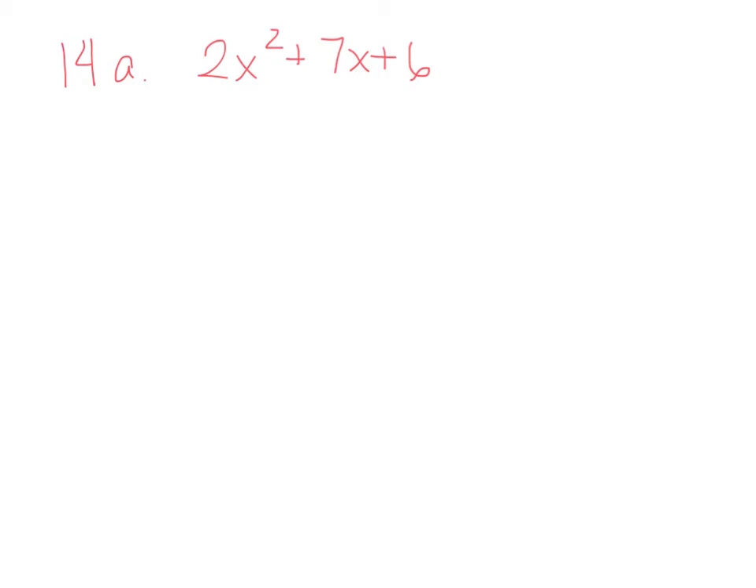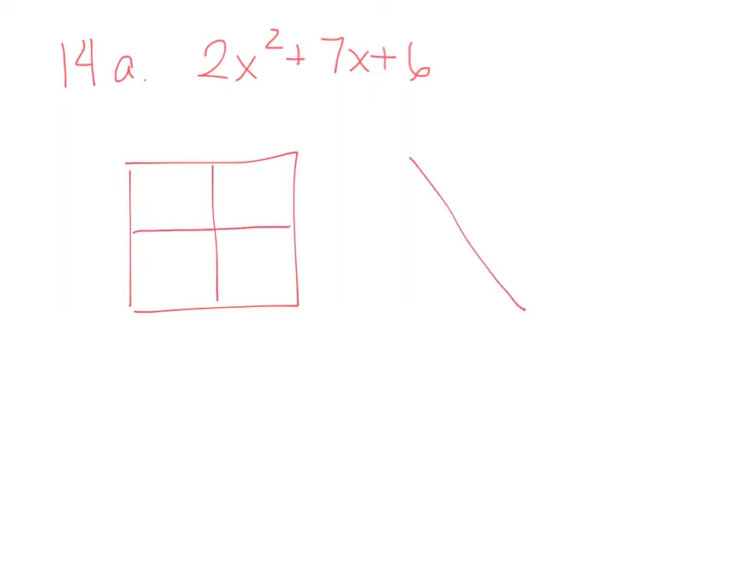Okay, so now we're going to be given the expression, and we're going to factor it out ourselves. So we have 2x squared plus 7x plus 6. And to get started, I'm going to do a rectangle, and I call it a diamond, but it looks like a big X.